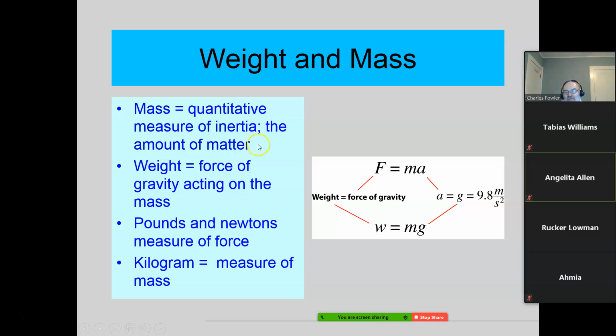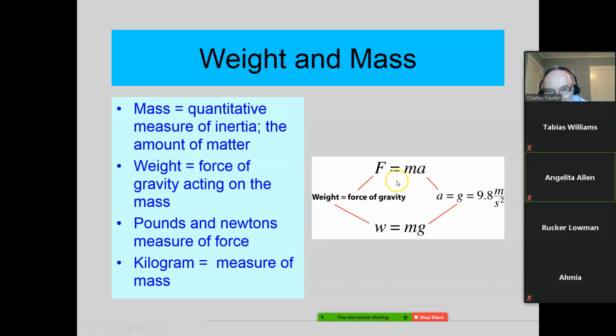So pounds and newtons measure force. Pounds in U.S. customary, newtons in the SI units. Whereas kilogram measures mass in the SI unit, and we don't really have a working definition for a unit in the U.S. customary. We have one, it's a slug, but no one uses it. So they don't even mention it here. What they're doing here is showing the equivalence or the relationship, how they compare.